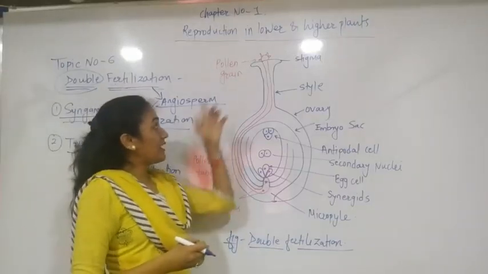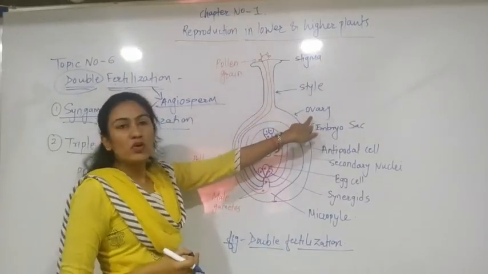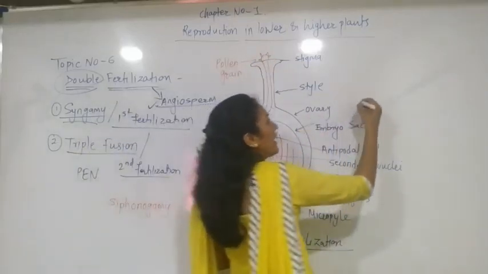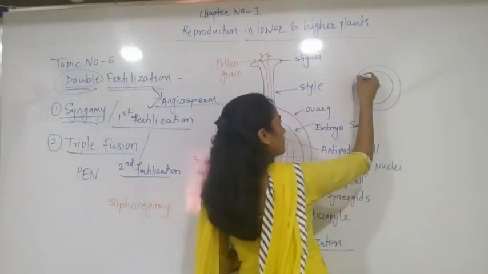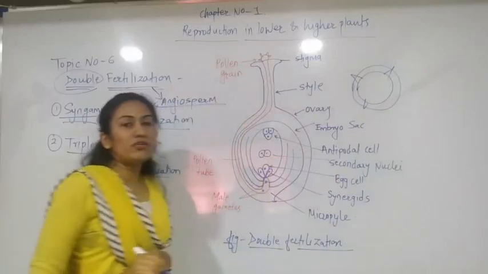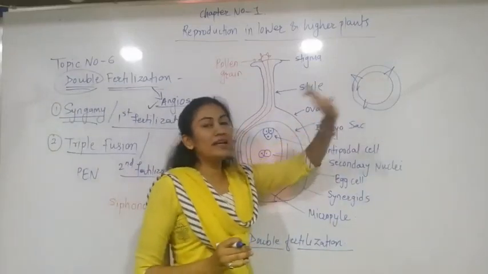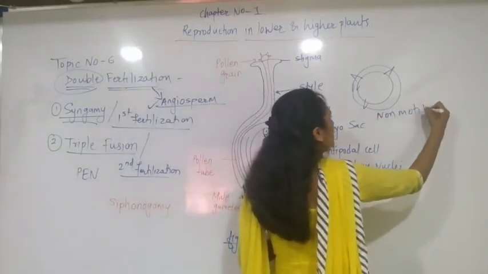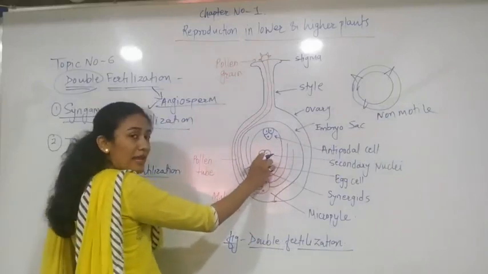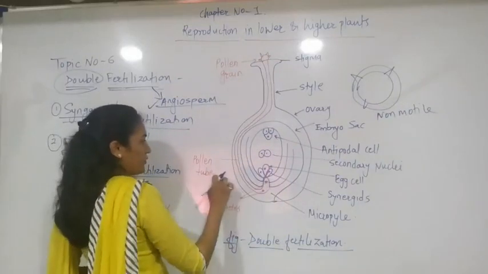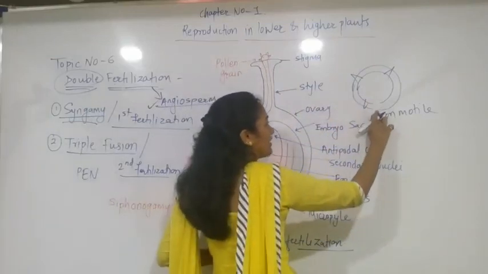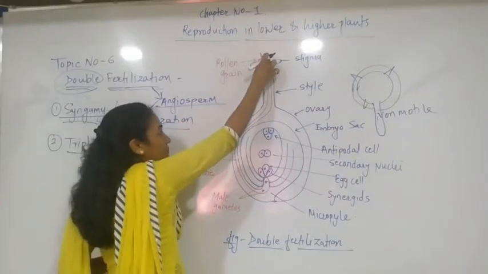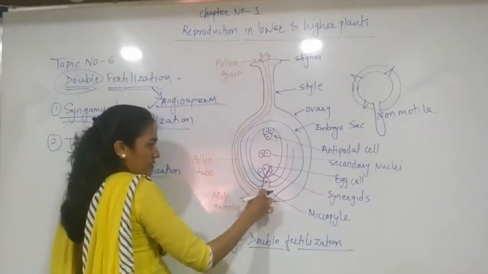Here is the basic diagram of the carpel: stigma, style and ovary. The pollen grain is attached, stuck onto the stigma. The normal diagram of a pollen grain is like this. You can see this pollen grain is totally non-motile. So how are these male gametes coming up to the embryo sac? It is with the help of the pollen tube. The internal part of the pollen grain forms the pollen tube, and this pollen tube is now moving towards the embryo sac.